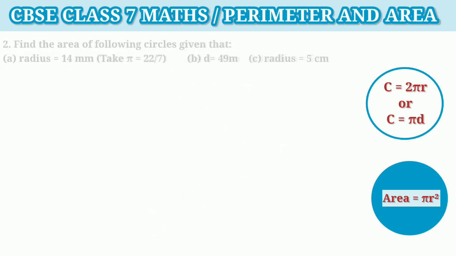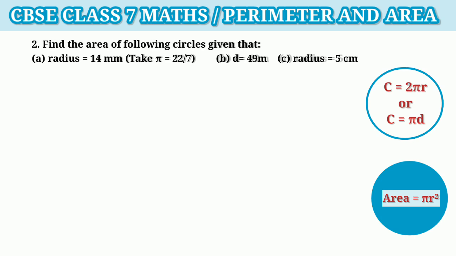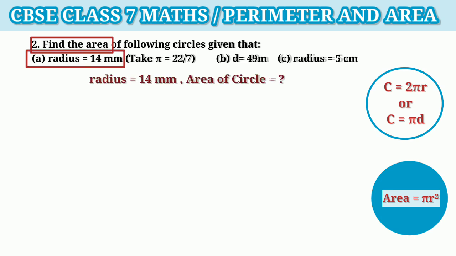The formula used in question 2 will be different because here we are asked to find the area of a circle, and the formula to find the area of a circle is pi r square. In sub question A, the radius given is 14 millimeter, the area of the circle we have to find, and the formula for the area of a circle is pi r square. And for this specific sub question, we are asked to take the value of pi as 22/7. Let us now substitute the values in the formula.